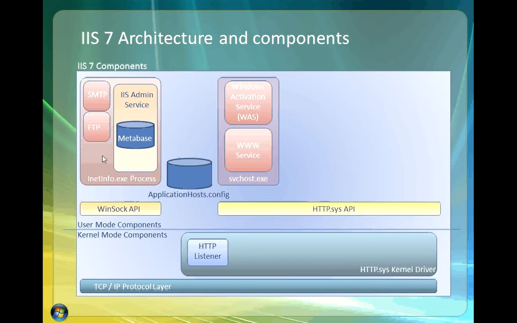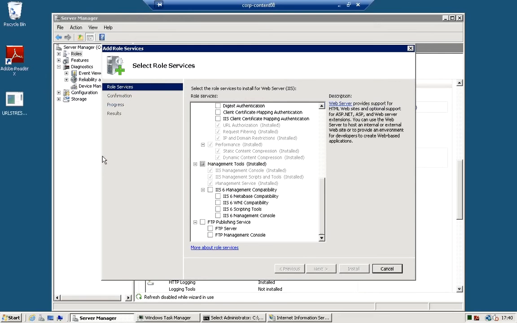So the WWW service talks to the HTTP kernel driver via the HTTP.sys APIs. After having read from the applicationHost.config file, it will go and configure HTTP.sys to listen on all the IPs and ports on which sites in IIS are configured. So let me just show you an example of that.